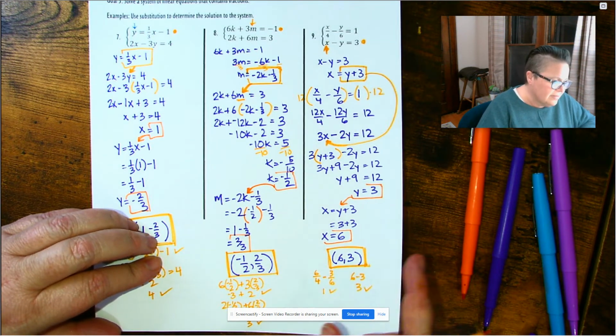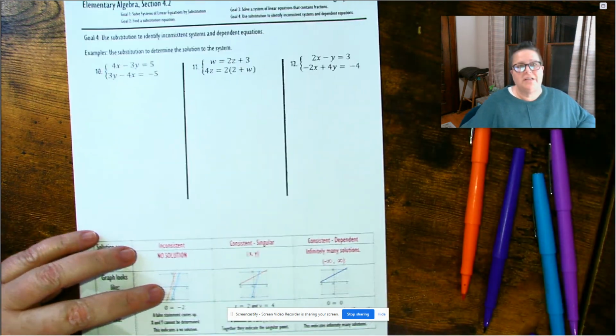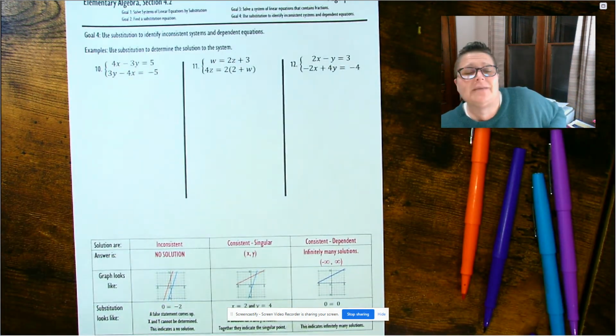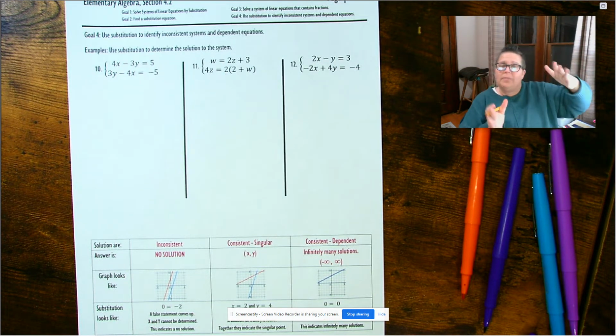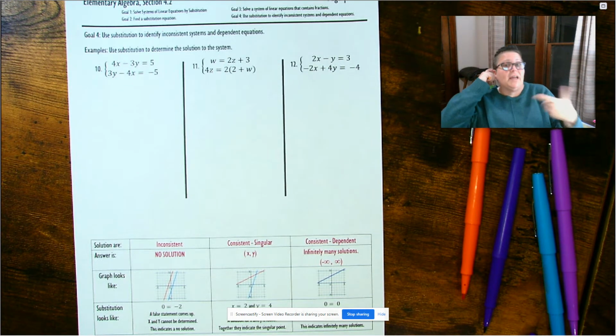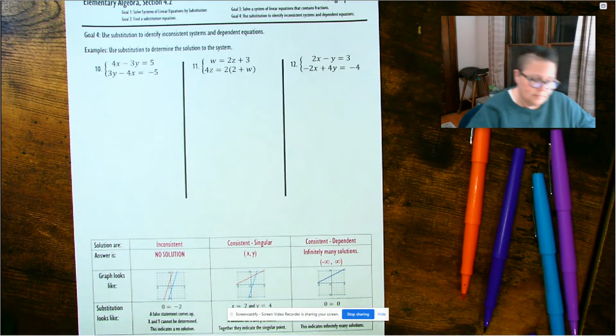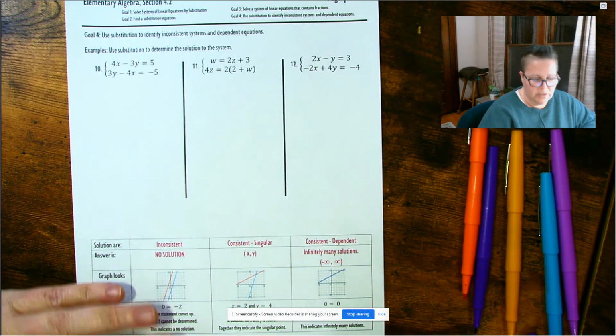Next page, last goal. Can we, using substitution, identify the 3 different types we talked about before? That is the inconsistent with the parallel lines, the consistent or singular, which we've done like 9 examples of. Well, no, I think we did 6 examples of it. And can we identify the dependent systems where one line is basically a copy of the other? Can we recognize those using substitution?